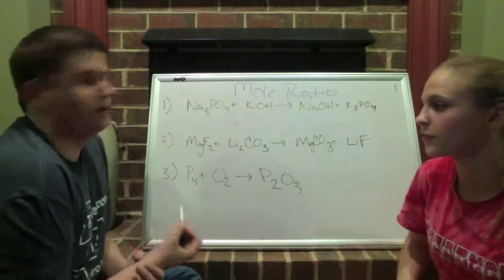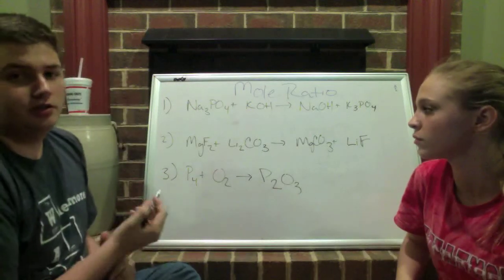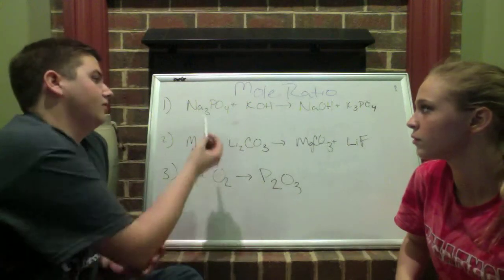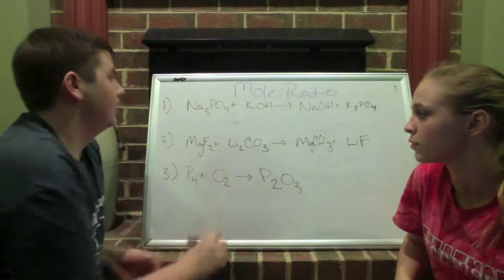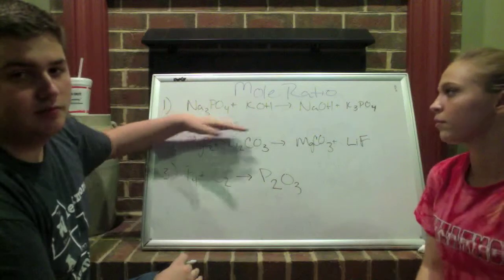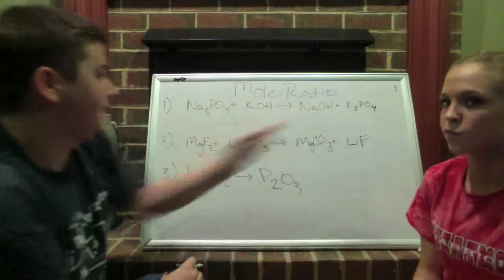Alright, the first thing we need to talk about is the mole ratio, which is really easy after you do a few examples. So, to start with mole ratios, you need to balance your chemical equation, whatever it is. So here we have sodium phosphate plus potassium hydroxide yields sodium hydroxide and potassium phosphate.